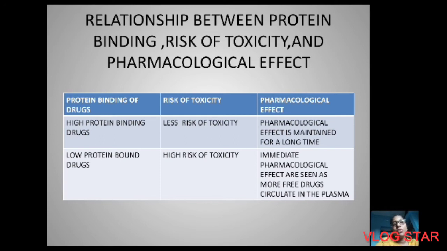But what happens to the pharmacological effect? A drug that is bound to the protein will have its pharmacological effect maintained for a longer time, until the drug is freed from the protein. But what happens to the low protein bound drugs? Low protein bound drugs will have a higher risk of toxicity, as the unbound drug is higher in the plasma. And if we need an immediate pharmacological effect, low protein bound drugs are a good choice.